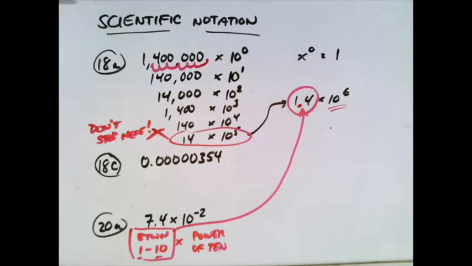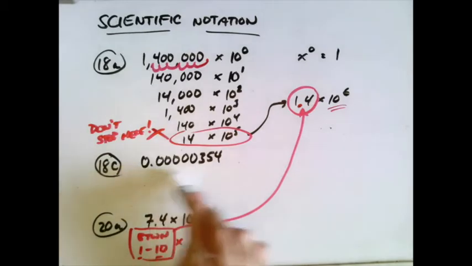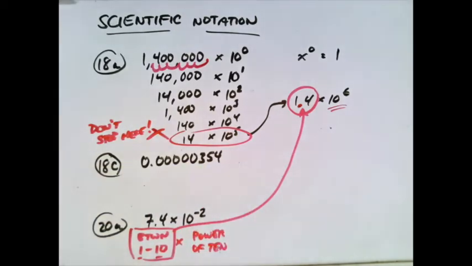So we're going to try the same thing here with 18C. This one was 18A from your textbook. 18C is going the other direction. So notice this time around, if I want to make this into a number that is between 1 and 10, I'm actually going to have to multiply it by 10 several times.